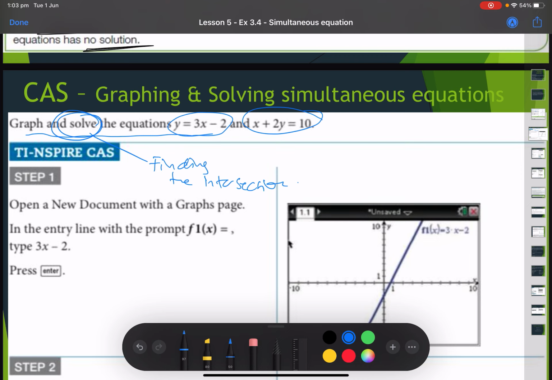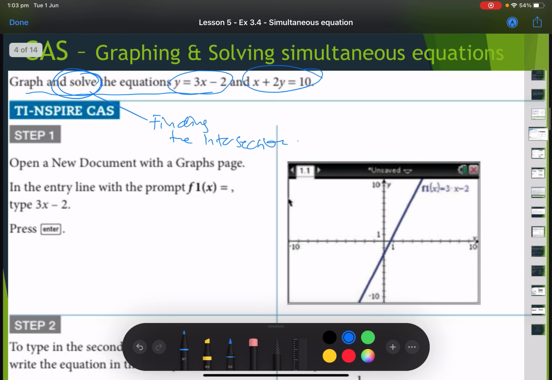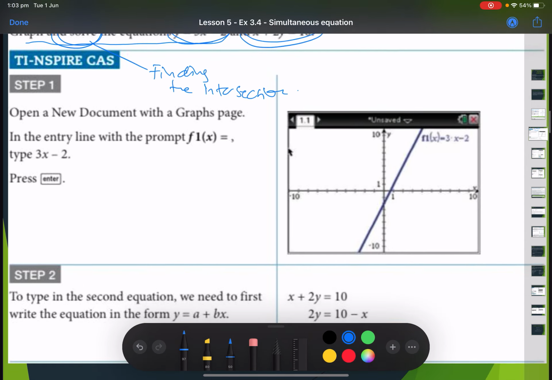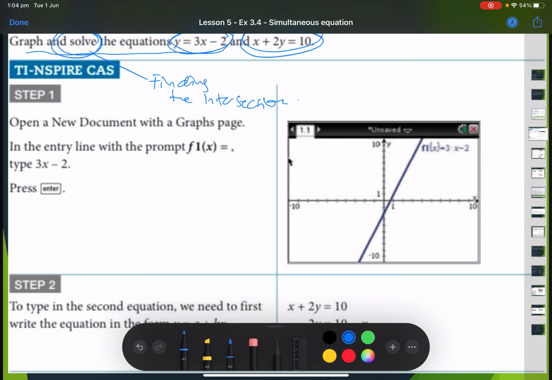So the steps that you need to follow on your calculator, I want you to have a go with these two equations here. Open a new document with the graphs page. In the entry line with the prompt f1(x), type the first equation, which is 3x take away 2, and click enter, and you'll see what we've got on the right hand side over here.